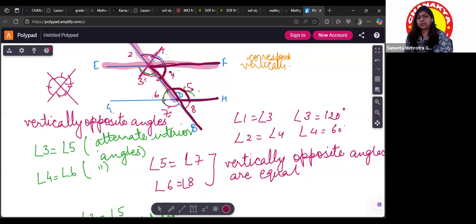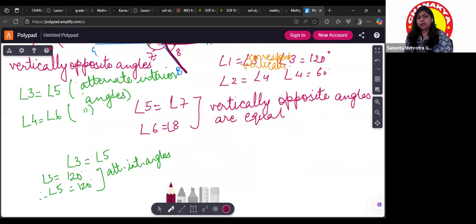What is the relation between angle 4 and angle 5? Not equal. These two angles are not equal. Angle 4 and angle 5 make a sum of 180 degrees.